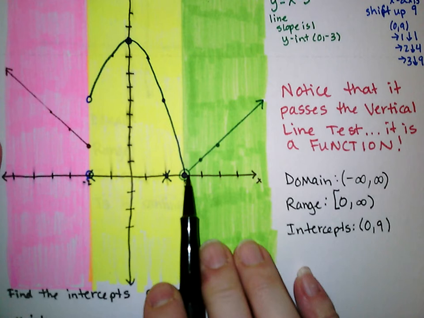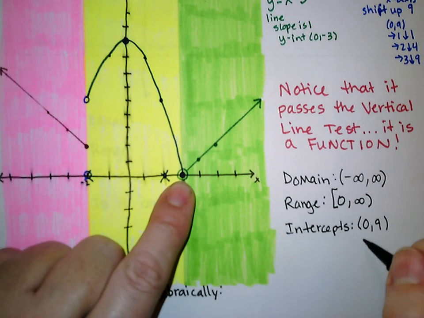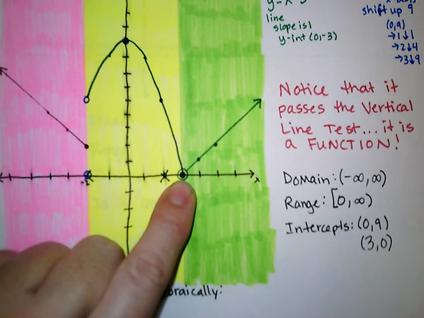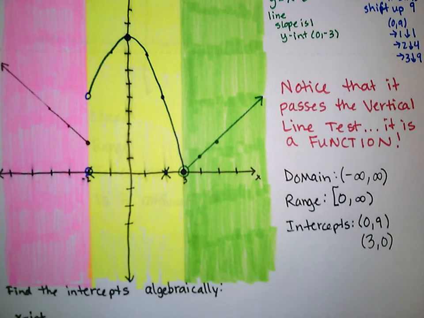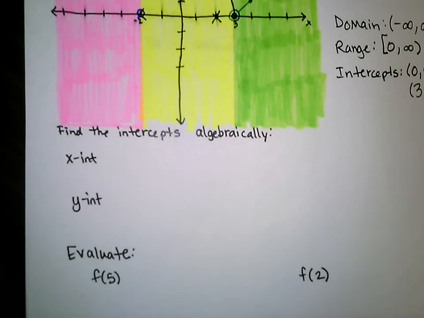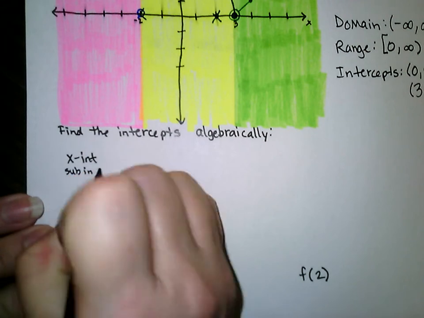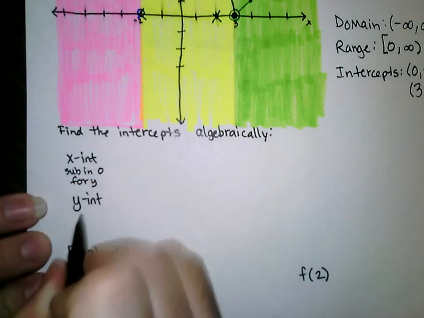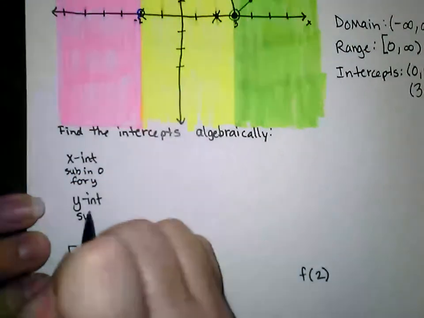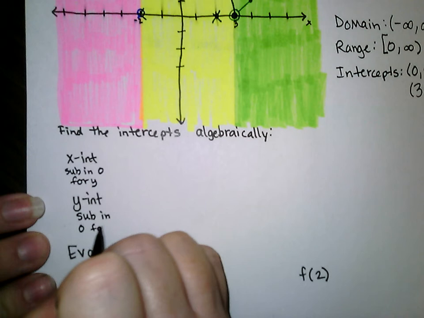And x-intercepts, I only have one right here at (3, 0). Now, if I didn't have the graph to look at, if I just had the rule to find the intercepts algebraically, then we'd have to deal with that slightly differently. So let's step through that. Remember, to find an x-intercept, we sub in 0 for y. And to find a y-intercept, we sub in 0 for x.